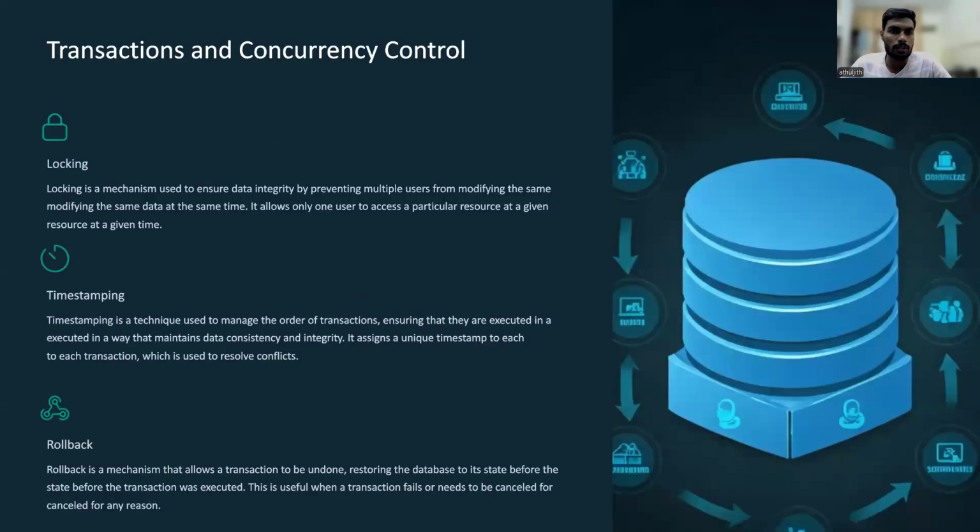Transaction and concurrency control. Locking. Locking is a mechanism used to ensure data integrity by preventing multiple users from modifying the same data at the same time. It allows only one user to access a particular resource at a given time.